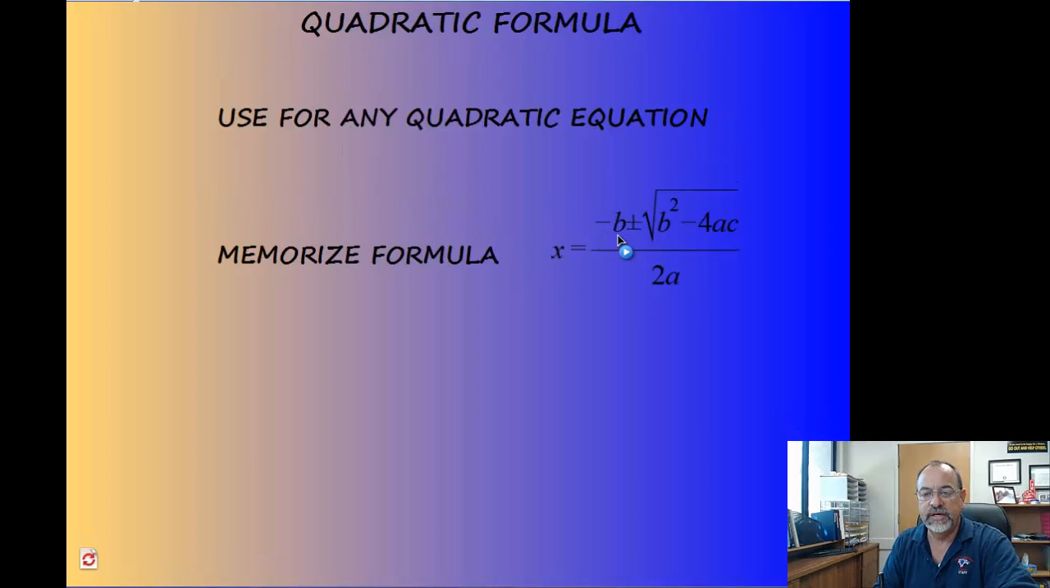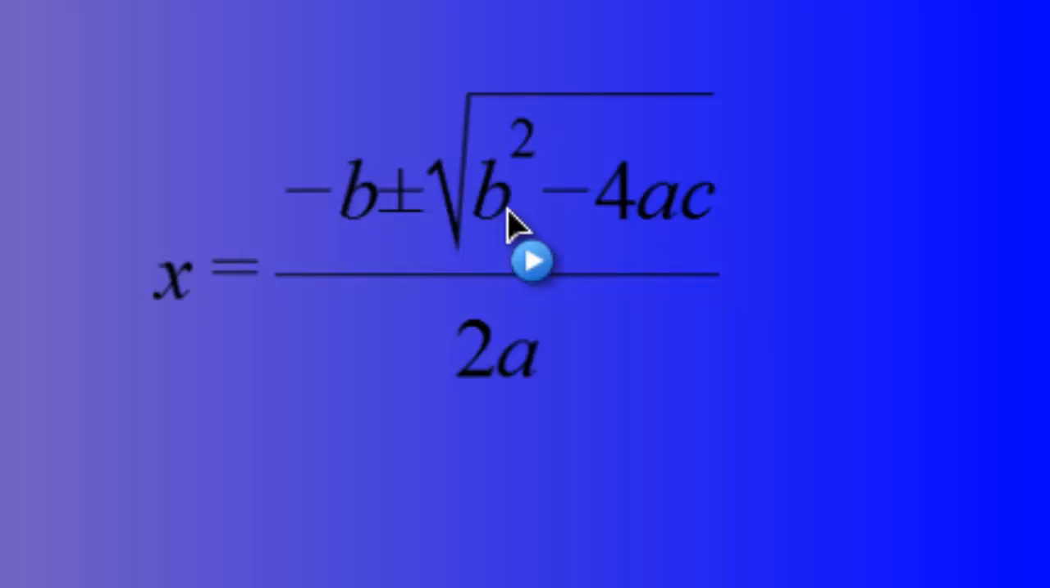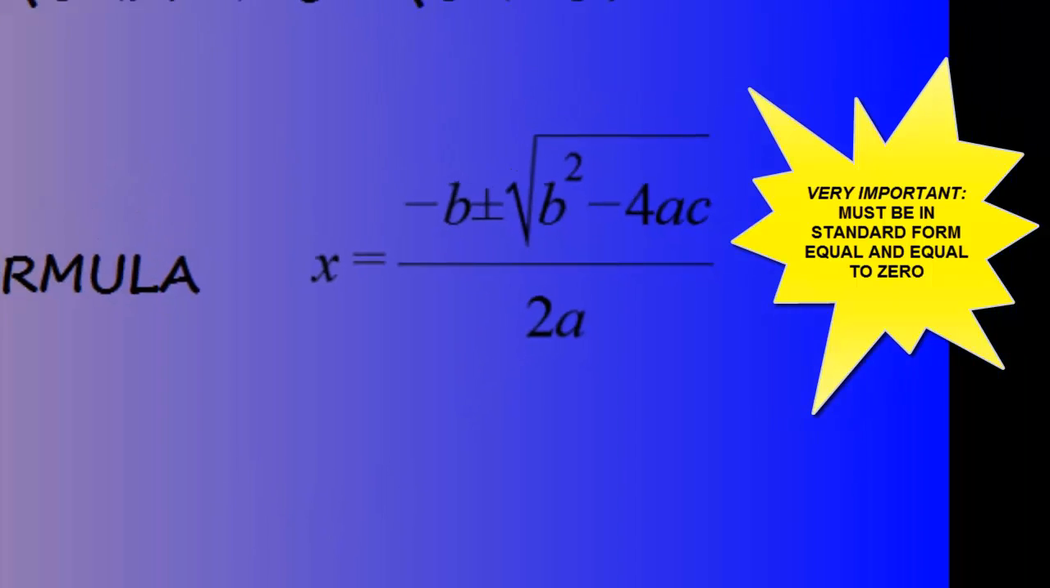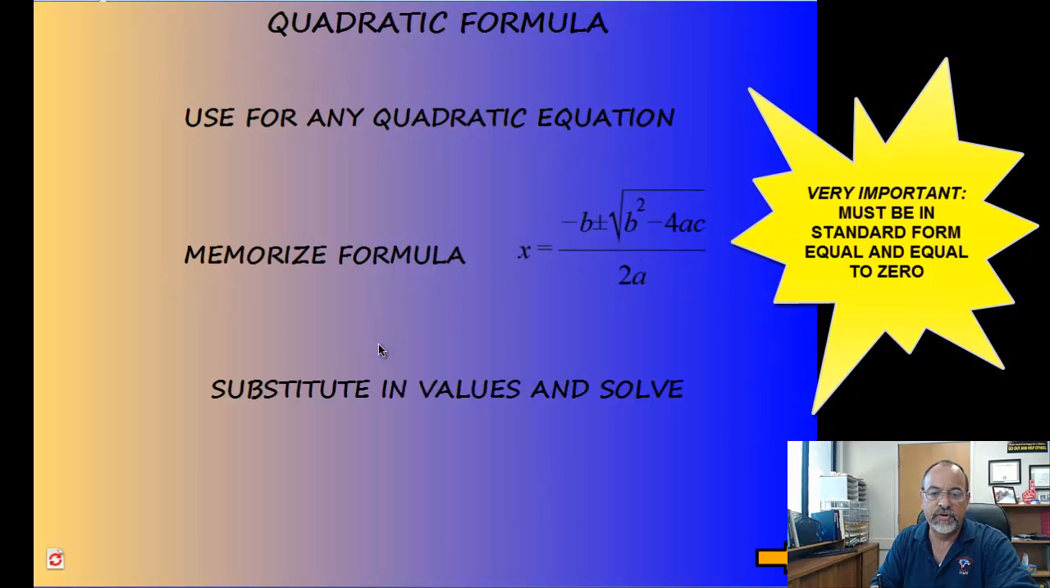And the formula is this, and it's just something you have to memorize. The opposite of b, plus or minus the square root of the b term squared, minus 4 times ac, all of that's over 2a. And it's real simple. All you have to do is make sure your quadratic expression is in standard form, meaning it's written as ax squared plus bx plus c. Then you just find the a value, the b value, the c value, substitute it in the expression, and solve it.